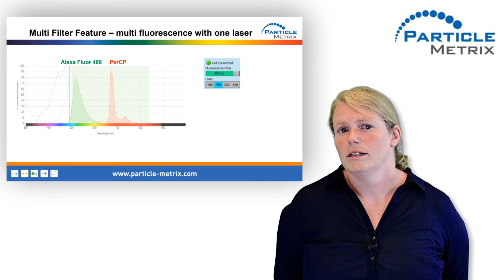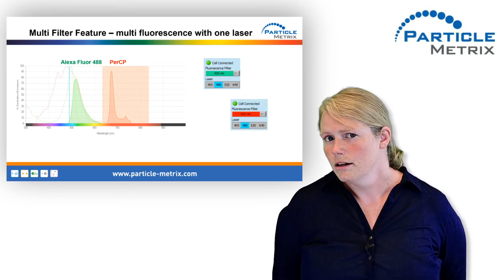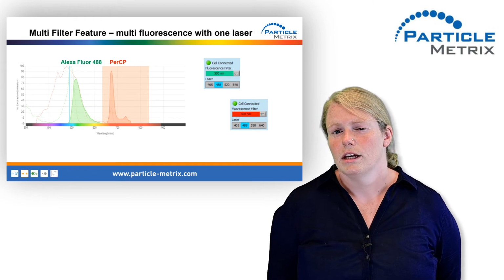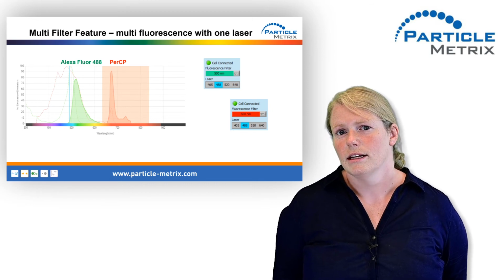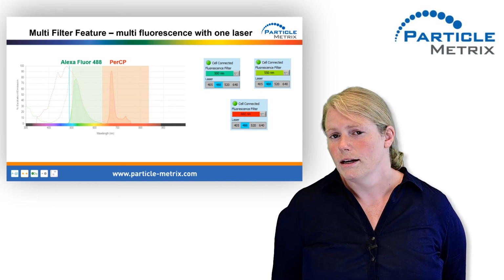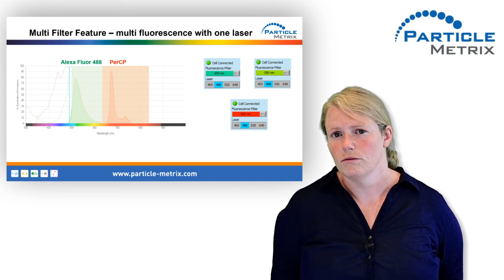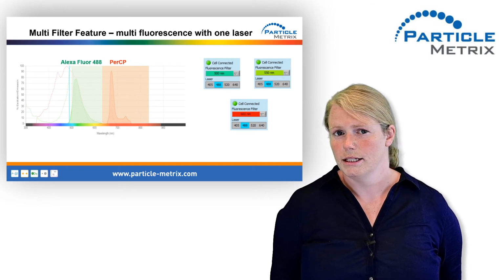But with the new multi-filter feature, you can use the blue laser, but select a filter which blocks the green light, so you can detect only the PerCP signal. For detection of the Alexa Fluor 488 signal, you can select a bandpass filter, so you can do multifluorescent NTA with only 1 laser. We can update all ZetaView 120 machines with this feature. If you're interested, please get in touch.